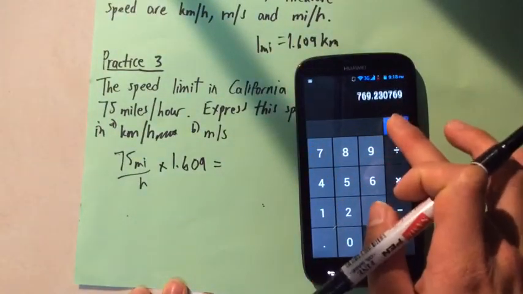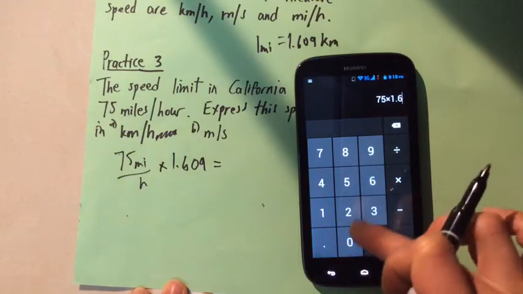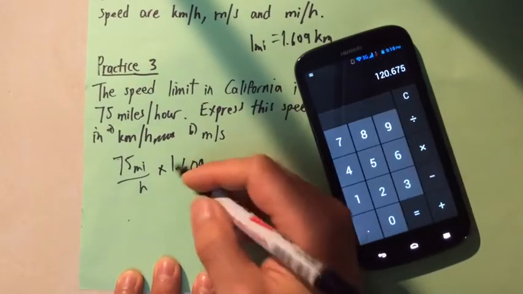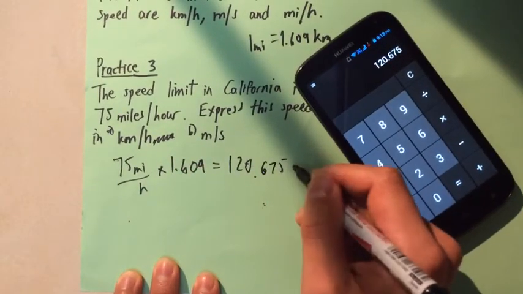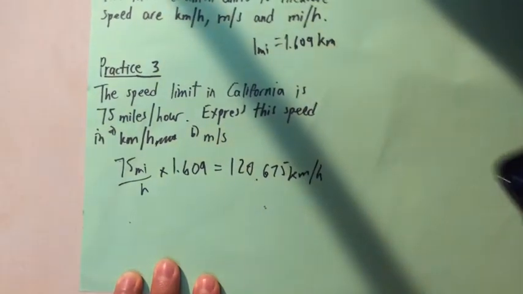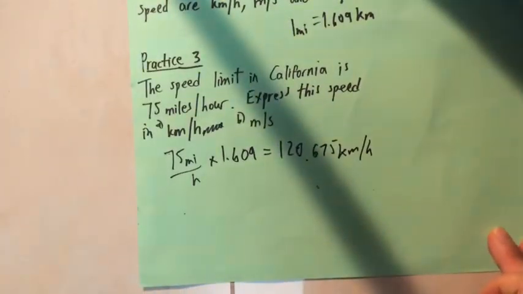we'll find that 75 times 1.609 gives us 120.675 kilometers an hour. Next one is a bit more difficult. Express that as meters per second.